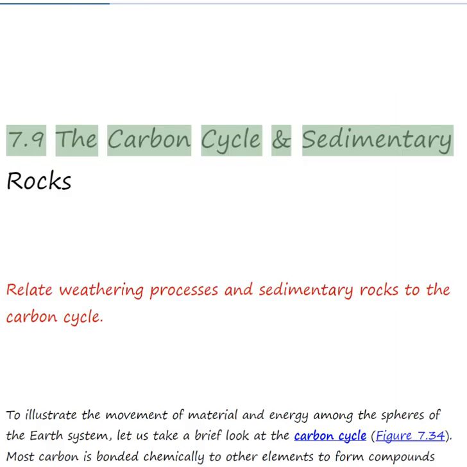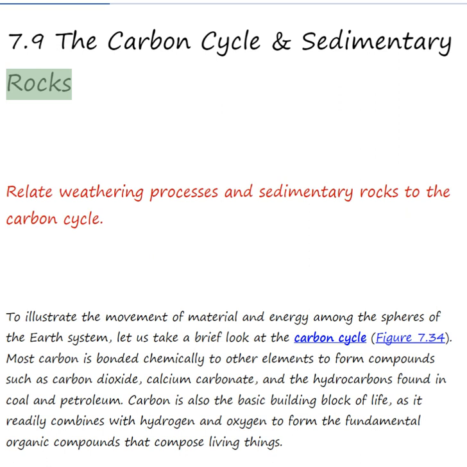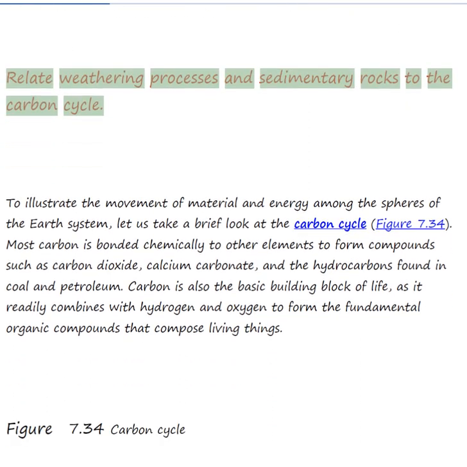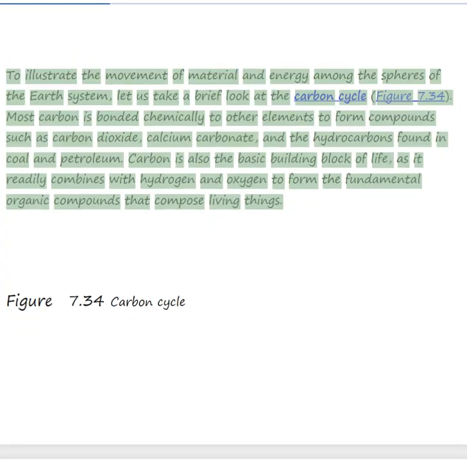7.9 The carbon cycle and sedimentary rocks. Relate weathering processes and sedimentary rocks to the carbon cycle. To illustrate the movement of material and energy among the spheres of the Earth system, let us take a brief look at the carbon cycle. Most carbon is bonded chemically to other elements to form compounds such as carbon dioxide, calcium carbonate, and the hydrocarbons found in coal and petroleum. Carbon is also the basic building block of life, as it readily combines with hydrogen and oxygen to form the fundamental organic compounds that compose living things.